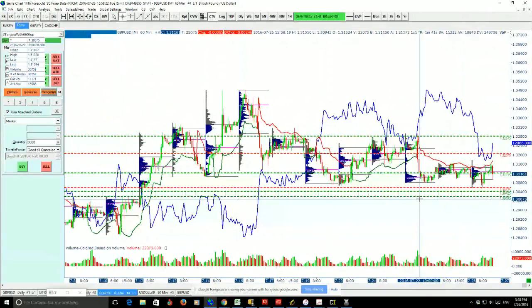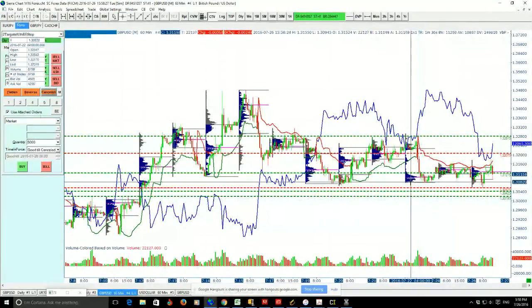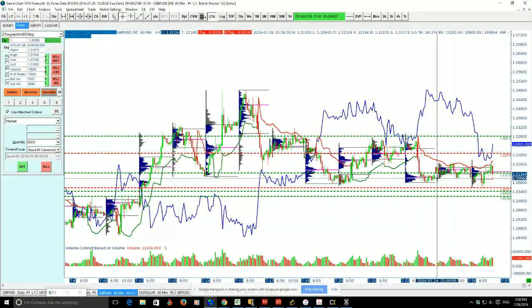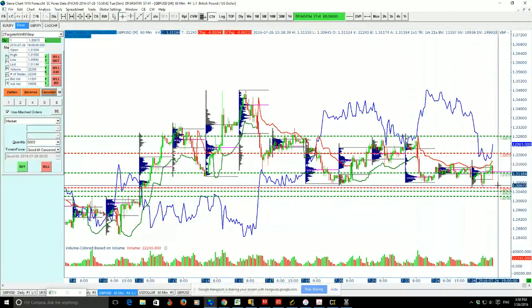And you can see that I've got low value nodes at the end of this range here, and another one right in here. In today's activity, you can see that it's bounced off of this low value node. And what do we know about low value nodes?